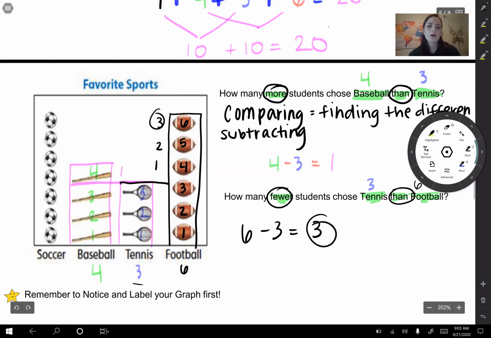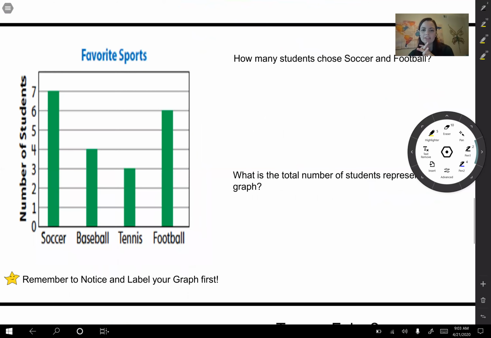Okay, so what should the first thing I always be? What should I do the first thing when I see a graph?